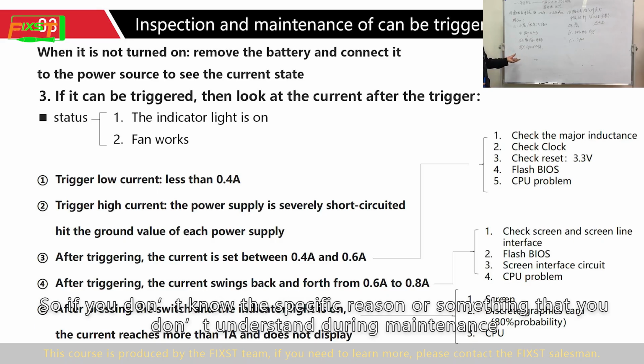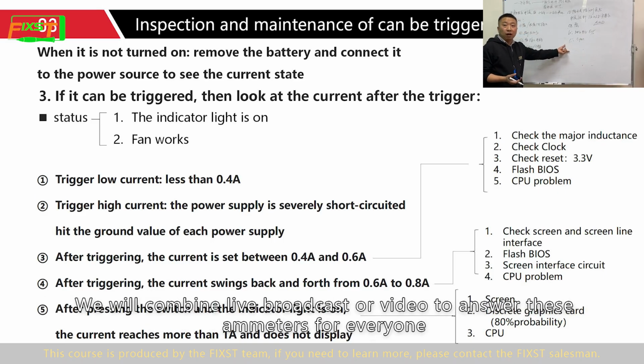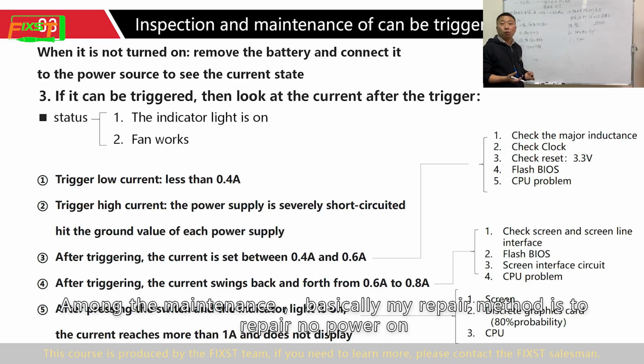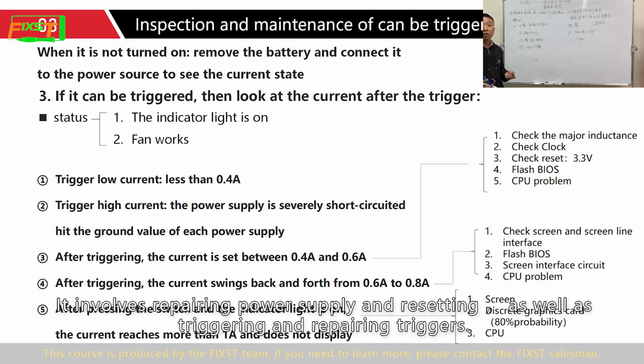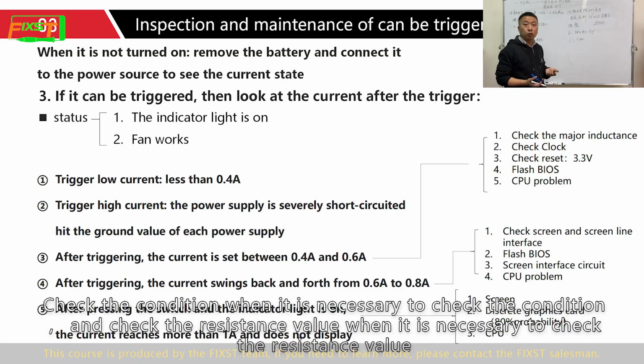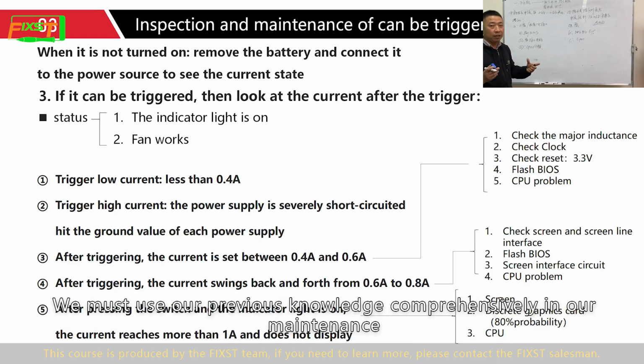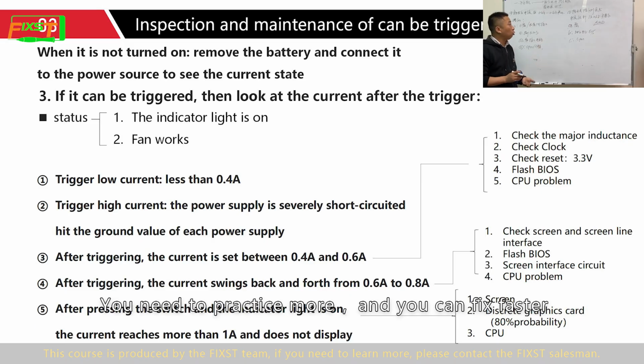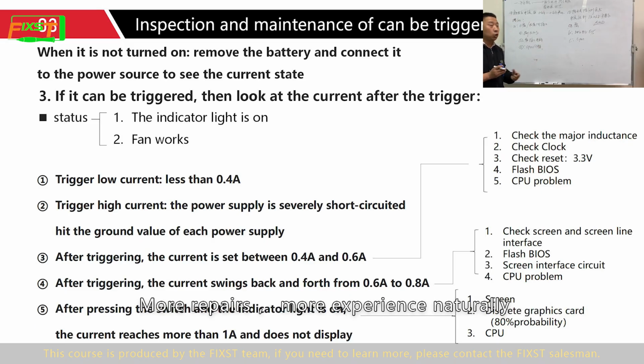So if you don't know the specific reason or something that you don't understand during maintenance, we will combine the live broadcast of video to answer the ammeter readings for everyone. Among the maintenance, basically my repair method is to repair no power on. It involves repairing power supply and reset, as well as triggering and repairing triggers. Check the condition when it is necessary to check the condition, and check the resistance value when it is necessary to check the resistance value. We must use our previous knowledge comprehensively in our maintenance. You need to practice more and you can fix faster. More repairs, more experience naturally.